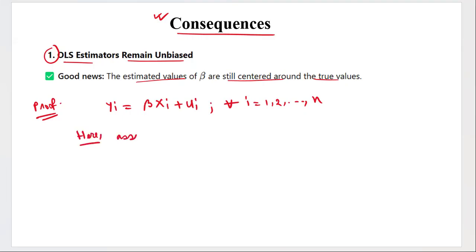Here, we assume that the variance of ui, let me call it epsilon i, as in all the previous cases, it doesn't matter, is sigma i squared for all i. So this is basically a heteroscedasticity assumption.